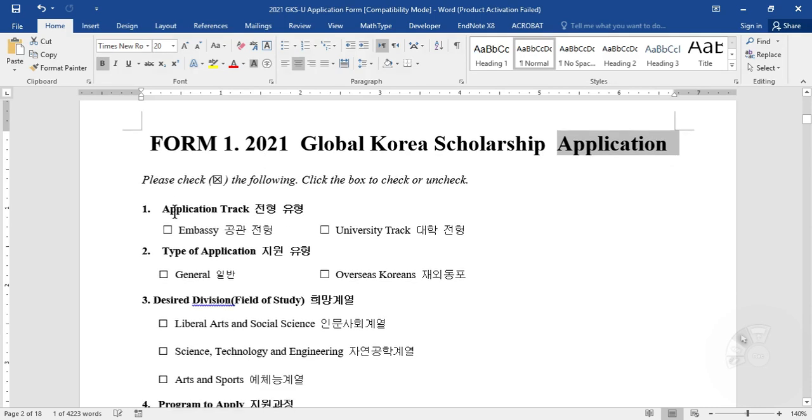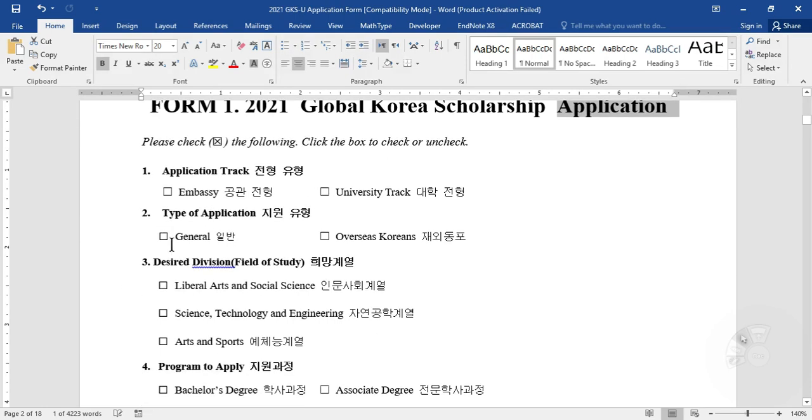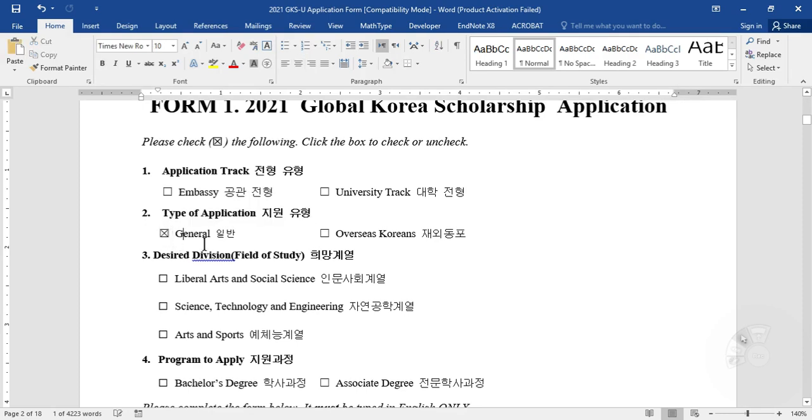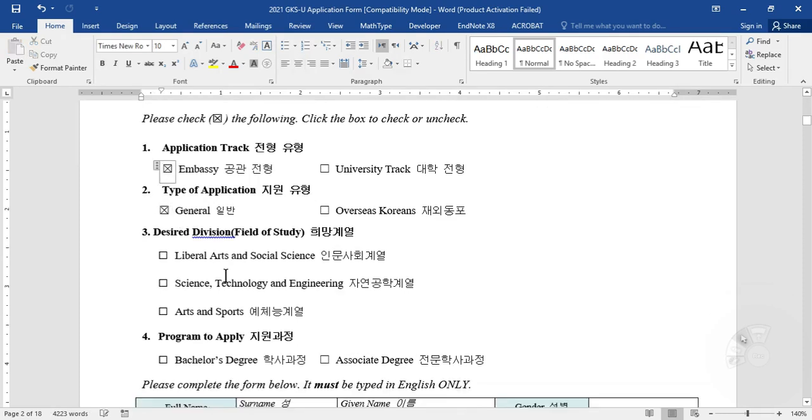So if you are applying for the embassy track, then you can take here. If you are interested in the university track, you can directly take this one. Application for the general or overseas, definitely you are an international student, so you are applying for the general, or maybe you are applying for the embassy as well.